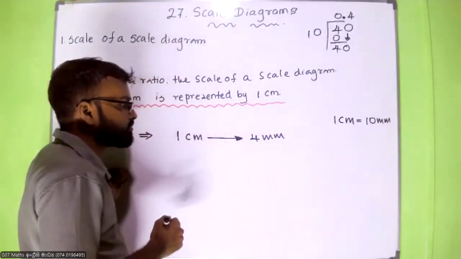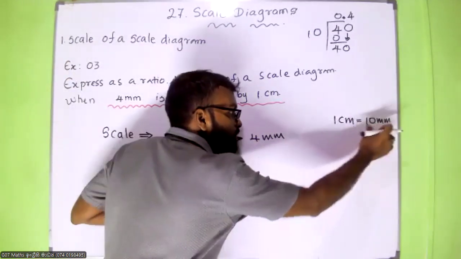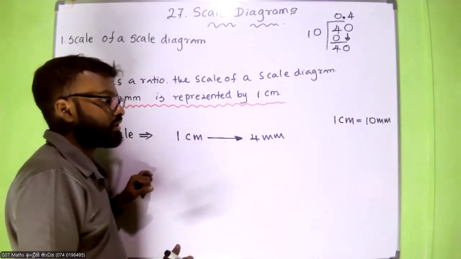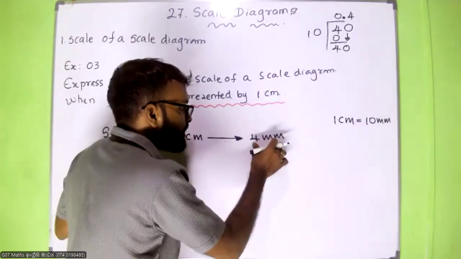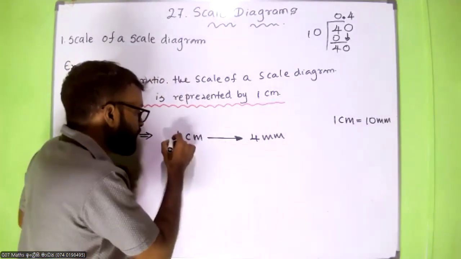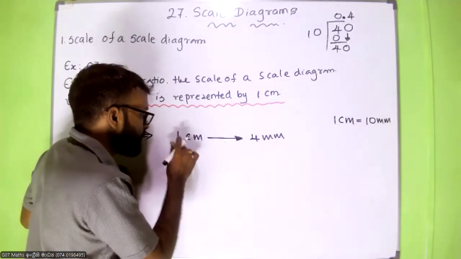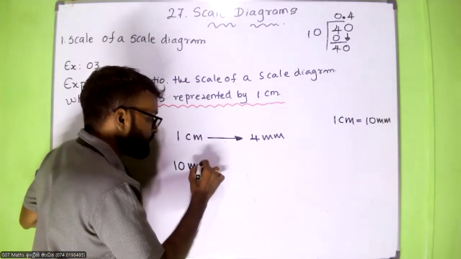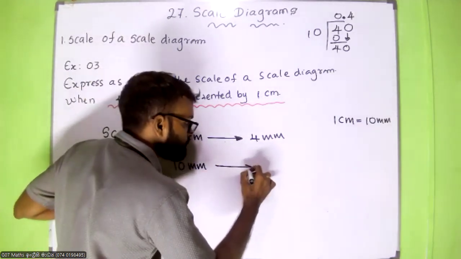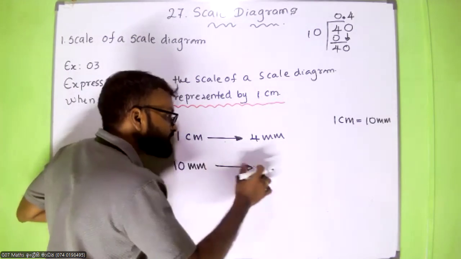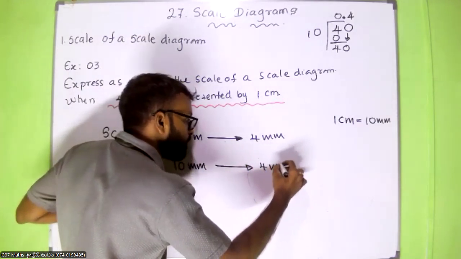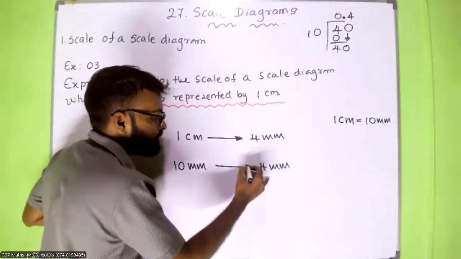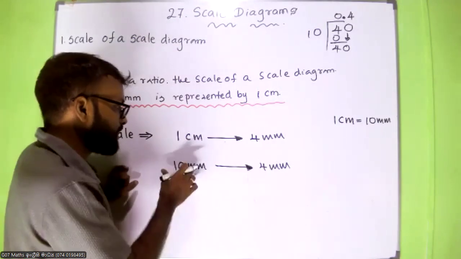So how do you convert? 1 centimeter equals 10 millimeters. And this side is 4 millimeters. So multiply this by 10 so that you obtain 1 centimeter equals 10 millimeters. 10 millimeters represent 4 millimeters. That is the relationship. So that is the scale.